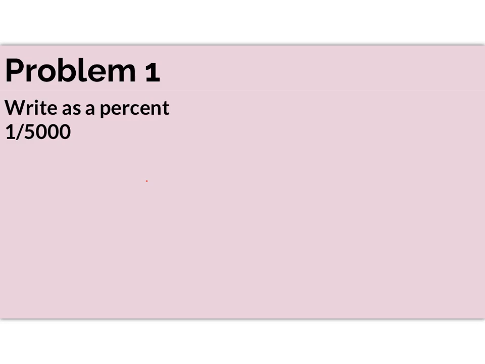Okay, so 1 out of 5,000 as a percent. Well, first thing we got to do is turn this into a decimal. 5,000 goes into 1 0 times. It goes into 10 0 times. It goes into 100 0 times. It goes into 1,000 0 times. But 10,000 goes in 2. 2 times 5 becomes 10,000. Okay, nothing left over.